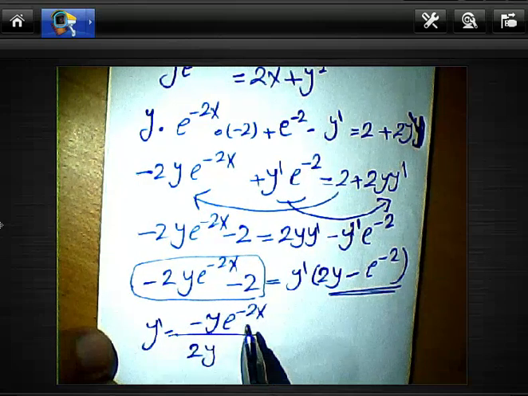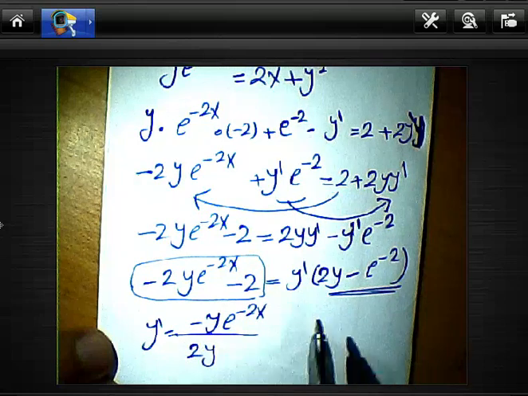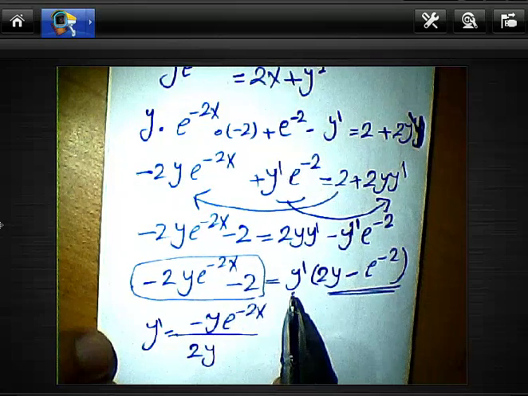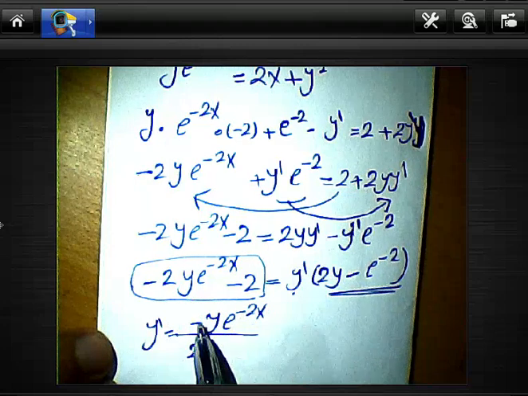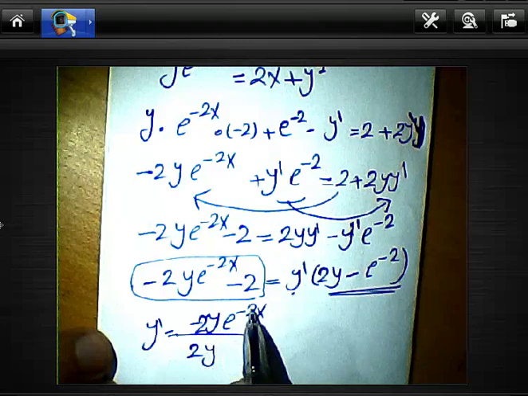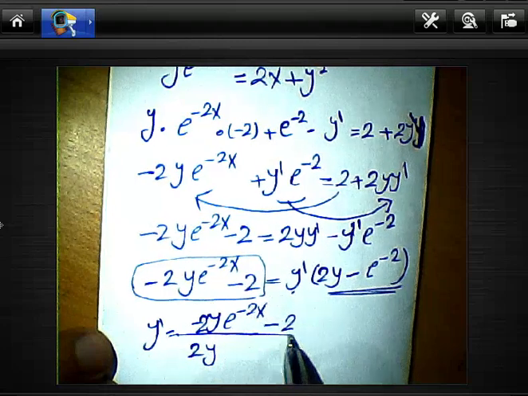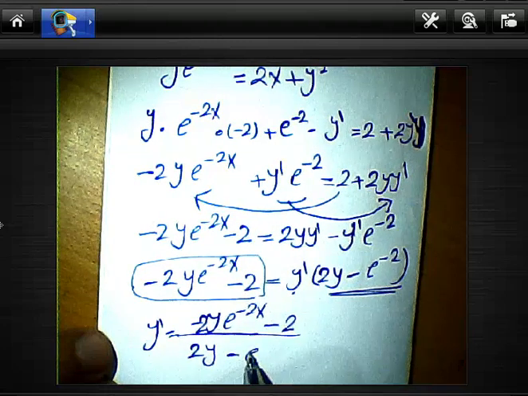Okay, we can write y dash equals negative 2y e power negative 2x subtract 2, over 2y subtract e power negative 2x.